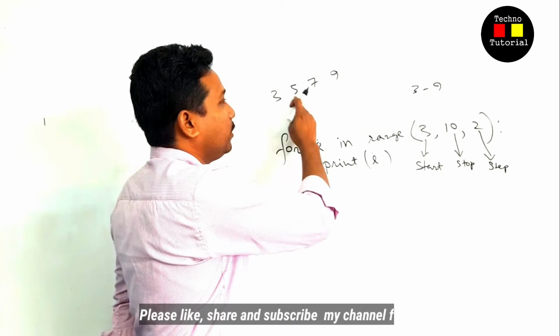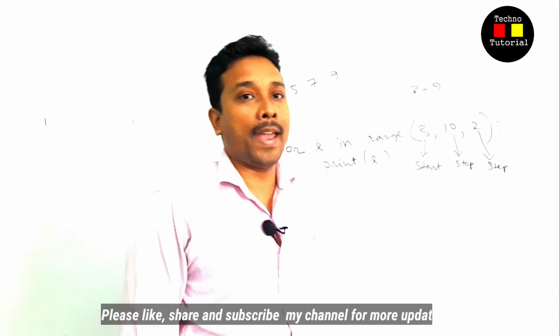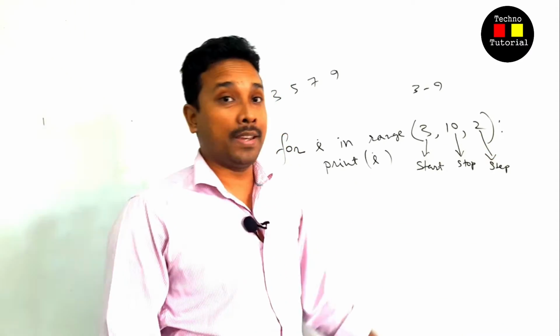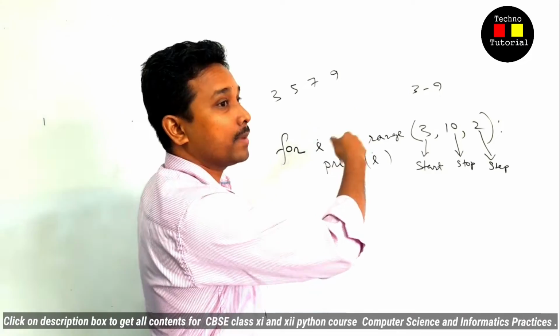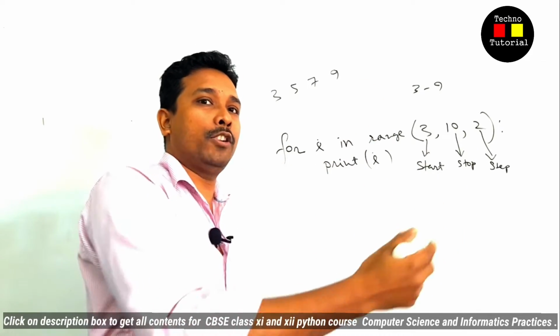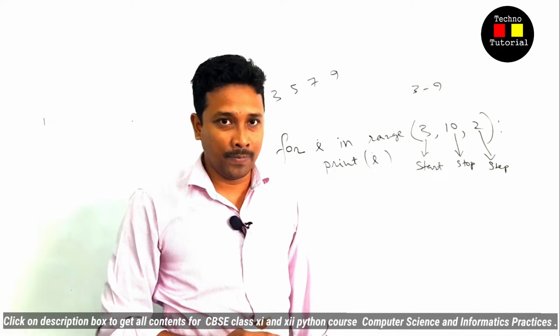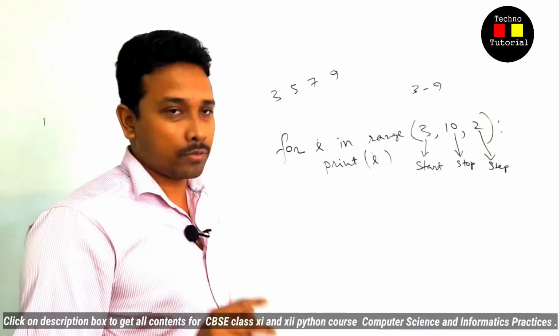That means one value it will skip if you give the step as 2. If you give the step as 3, that means 2 values it will skip. That means 3 will come, 4, 5 will not come, 6 will come, 7, 8 will not come, 9 will come. So like that it will come if the step is 3 there. Hope you all understood this.